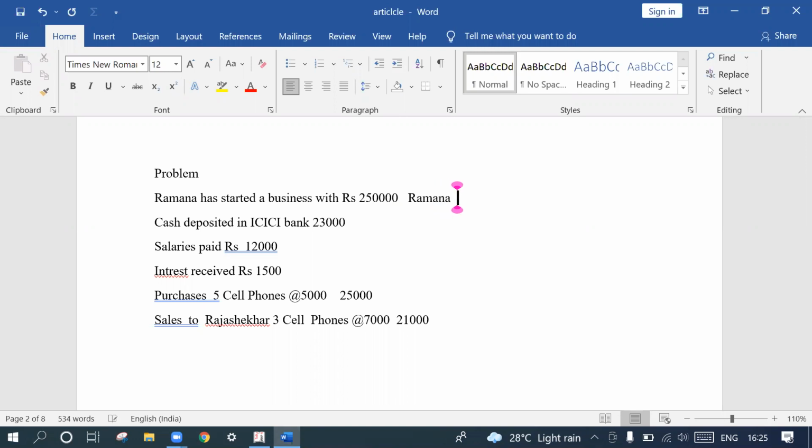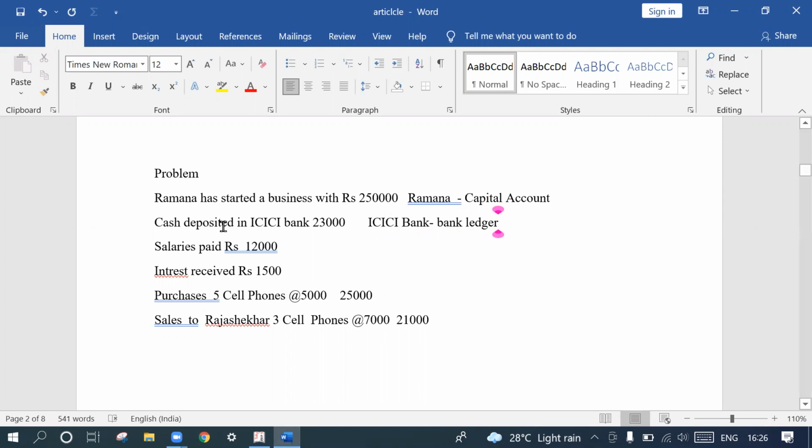Ramana is the owner, so Ramana should be saved under capital account. Yes. So Ramana is the owner of the company and should be saved under capital account. And cash deposited in the ICICI Bank. So ICICI Bank should be saved under bank account, bank ledger or bank account.